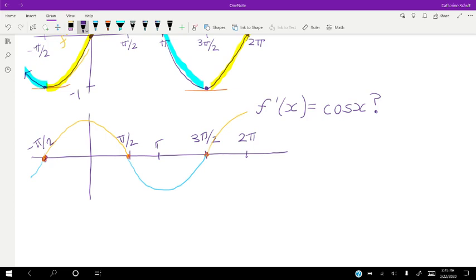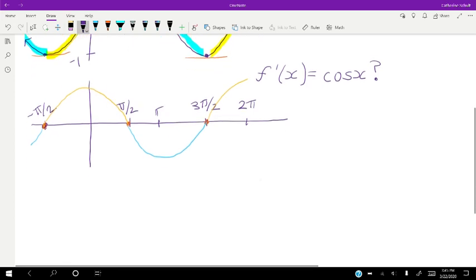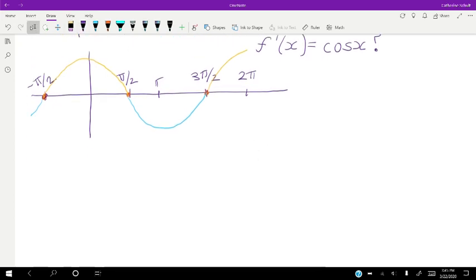So let's examine that. That's kind of our hypothesis right now. Based on the graph, the derivative of sine kind of looks like the cosine. So it actually is, but we're going to show it using our algebra skills and everything we've learned about derivatives. So we're going to show that the derivative of the sine function is cosine of x.